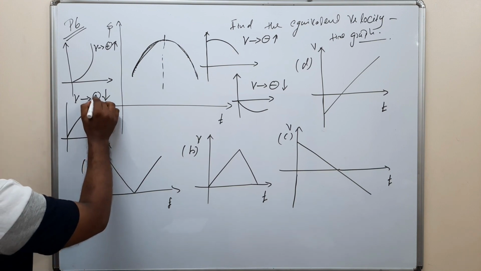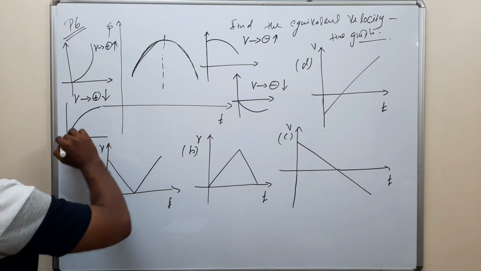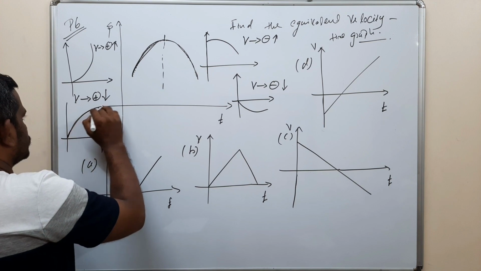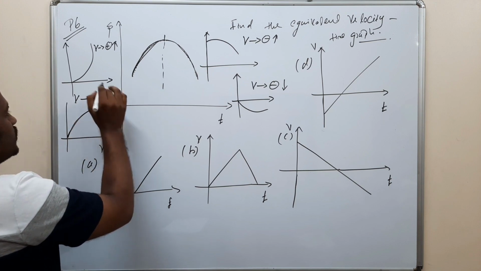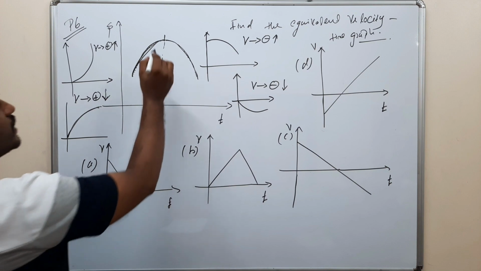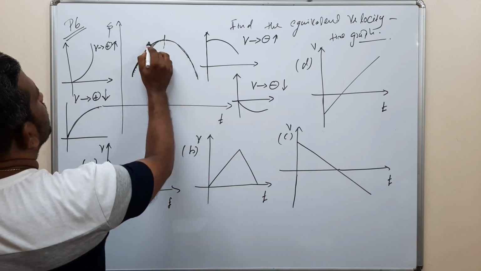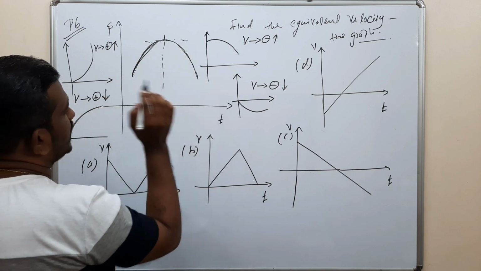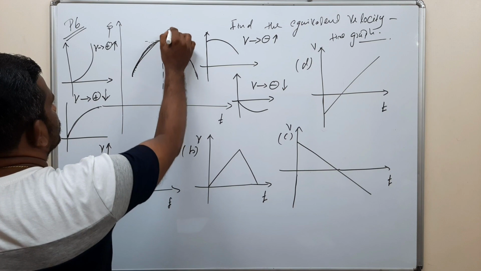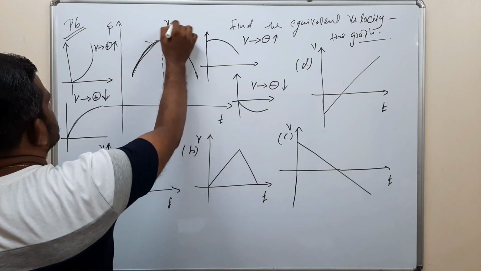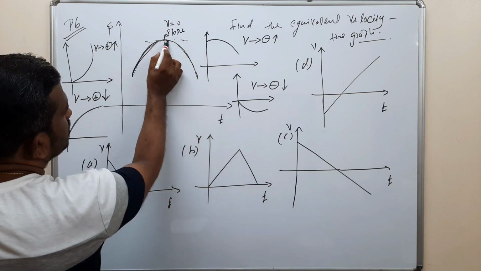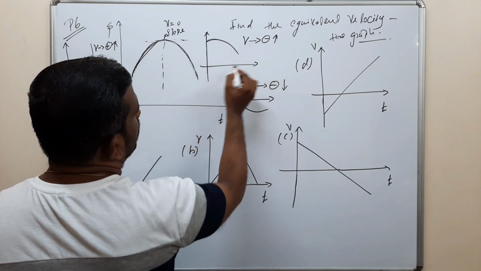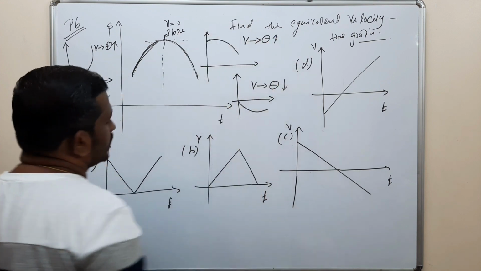So it is velocity positive. If the curve is concave downwards, that is velocity positive decreasing. At this part, if you draw the tangent, it is parallel to the time axis, so the slope is equal to 0, therefore velocity is equal to 0 at this point. This part is velocity negative increasing.